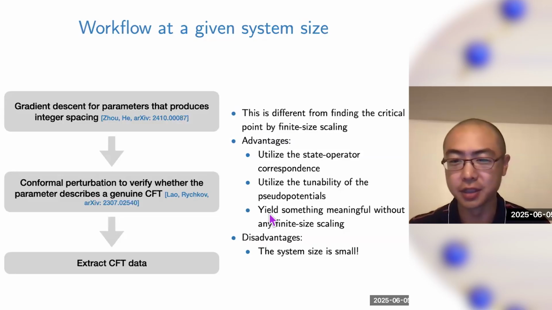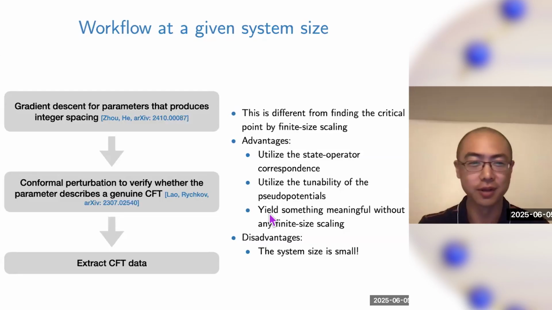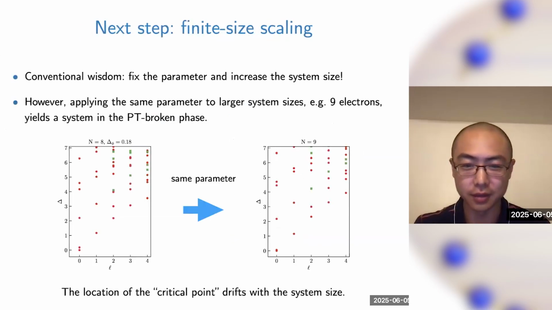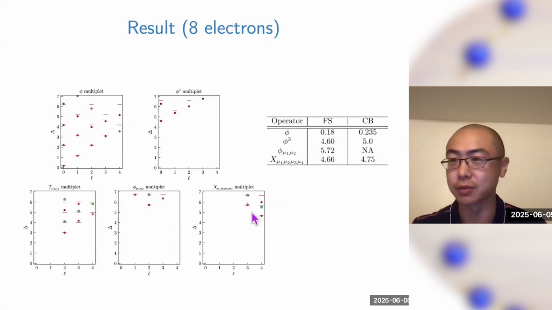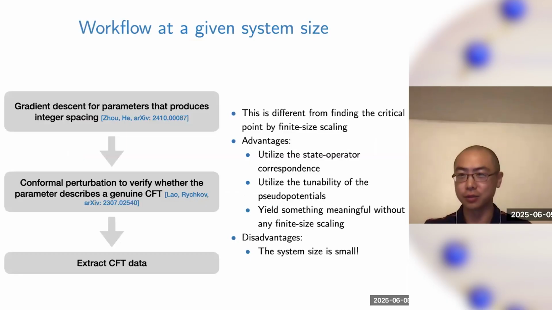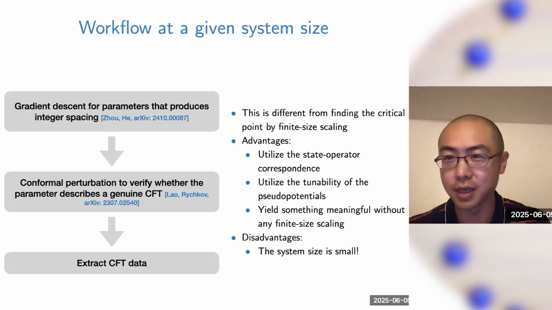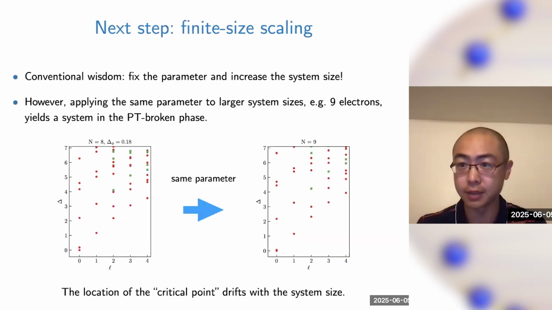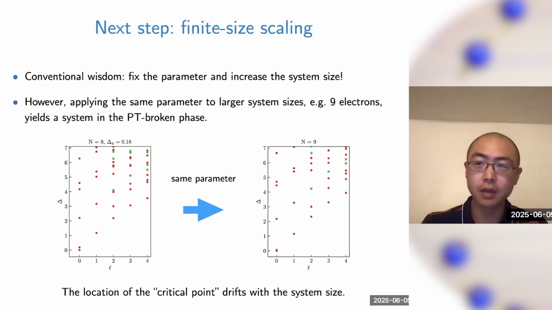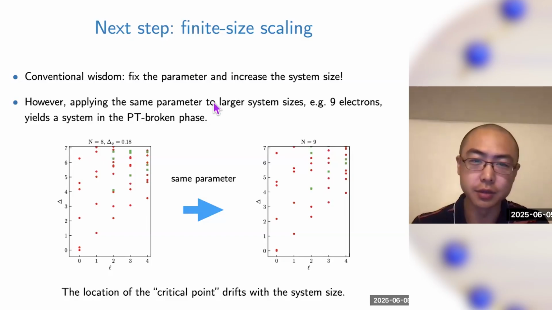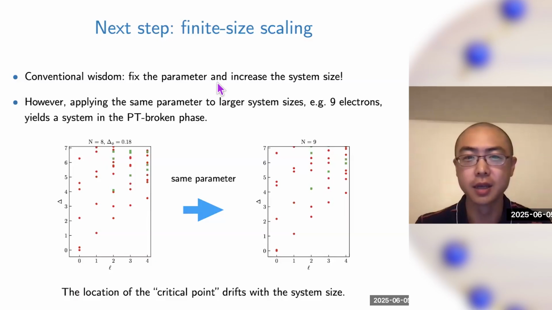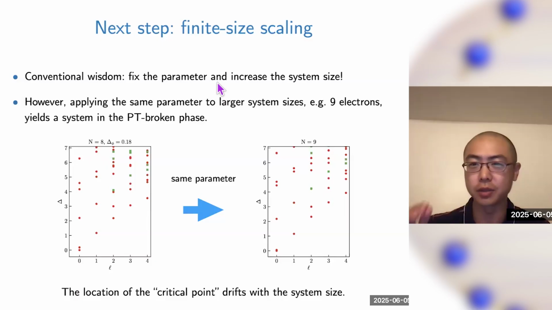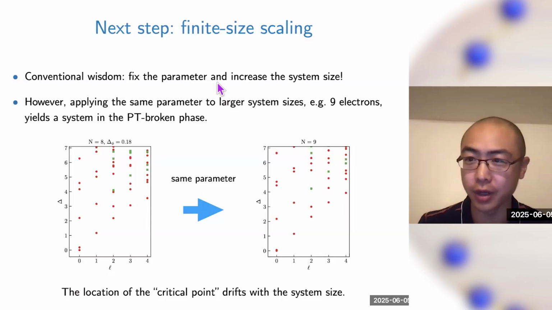But the disadvantage is that the system size is so small that you can clearly see the deviations at the high energy part of the spectrum. So now let's try to figure out how to increase the system size and minimize the finite size correction. The conventional wisdom is just to fix the parameter, because we already located the critical point at the small system size, and we just fix the parameter and increase the system size. That's the first thing that you want to try.